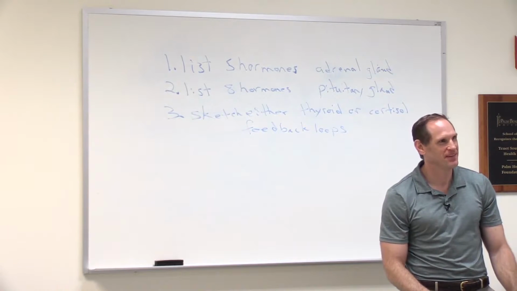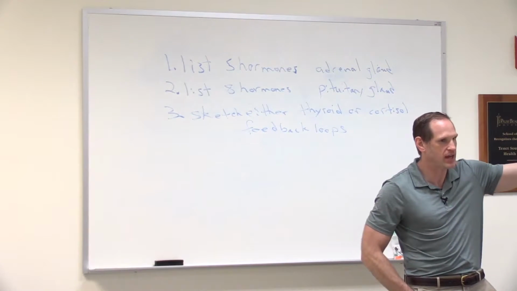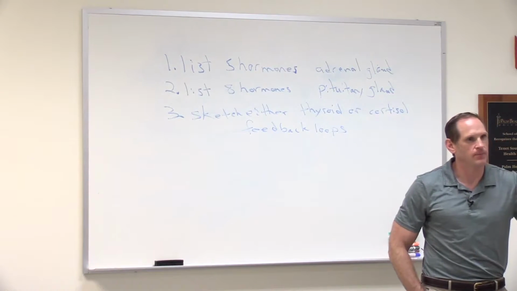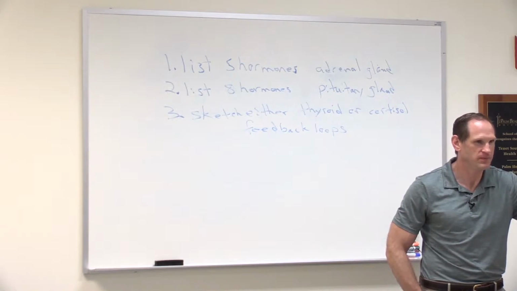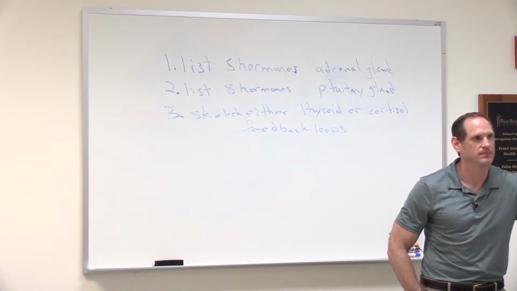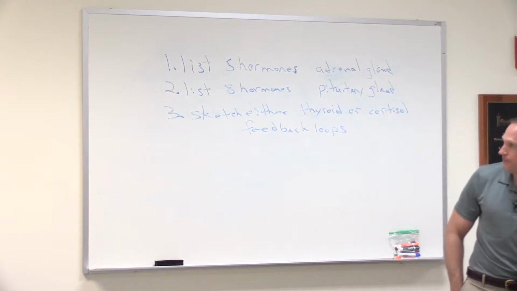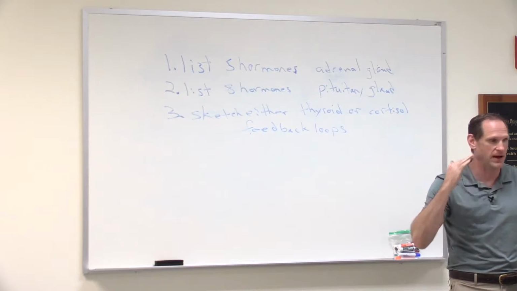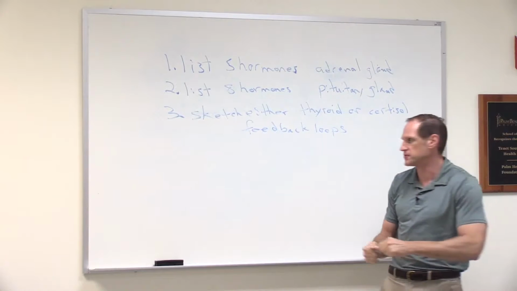Now, apparently there have been some discoveries of more since I took A&P 2, but hey, we're going to stick with the classic 8. So, if you don't know these hormones and what they do, it's going to be really hard to do very well on a test about them. So it would be a really good idea to review that. Now, the next thing is sketch either the thyroid or the cortisol feedback loops, because they are exactly the same with just a couple very small differences.